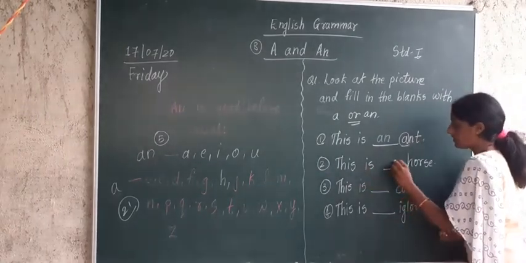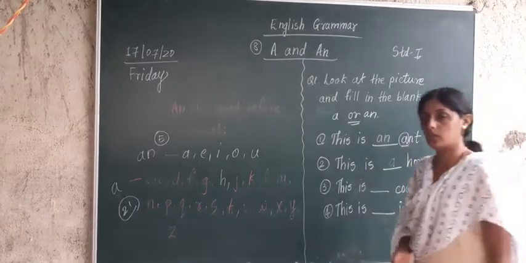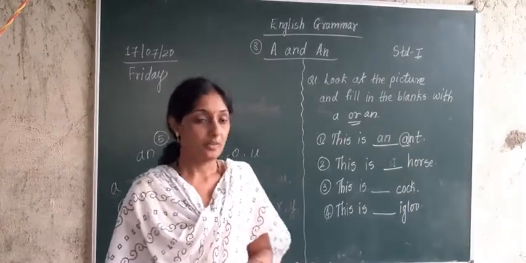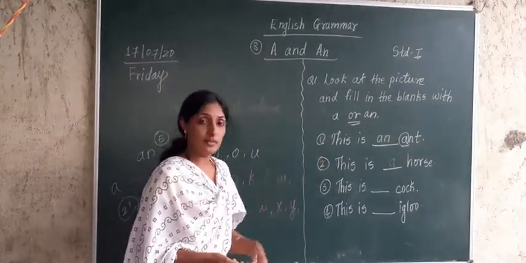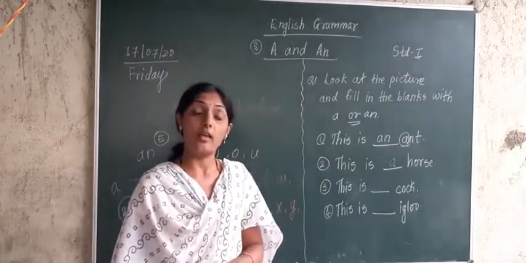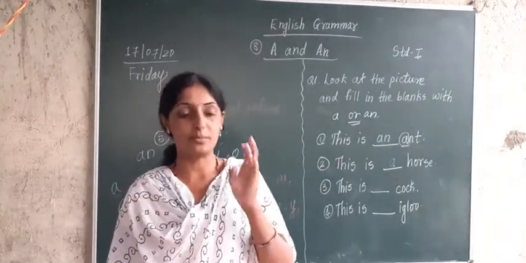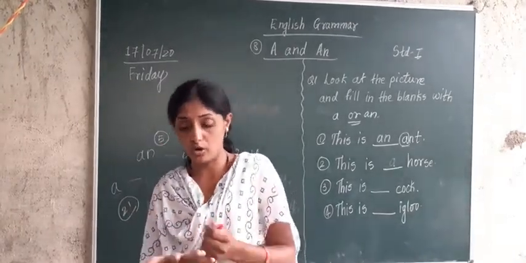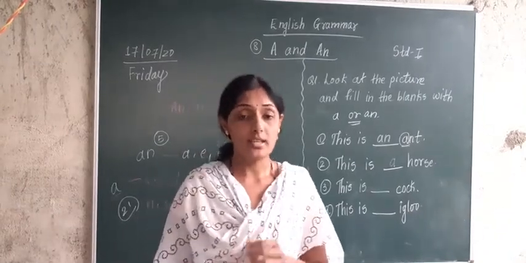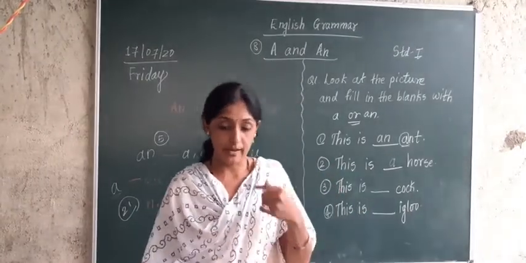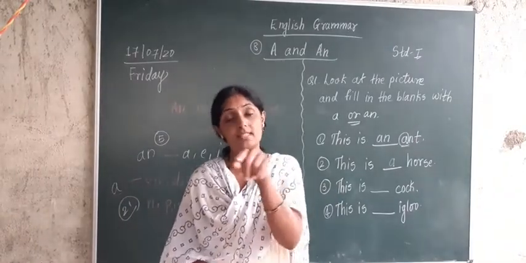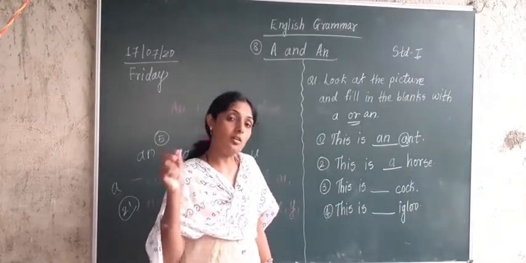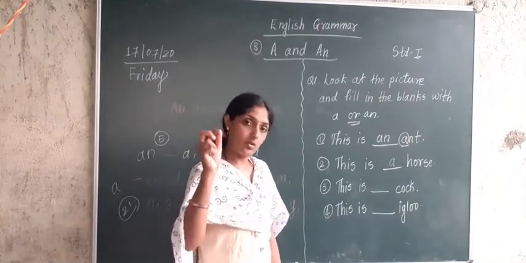This is a horse. Whenever we read, that time what we say, this is a horse. Instead of that, sometimes we say the sentence this way, this is a horse. Sometimes we use A, sometimes we use a. Both are the same. Don't get confused that ma'am is saying A and we are saying a. Sometimes we have to pronounce a as A. A horse is also correct and a horse is also correct.